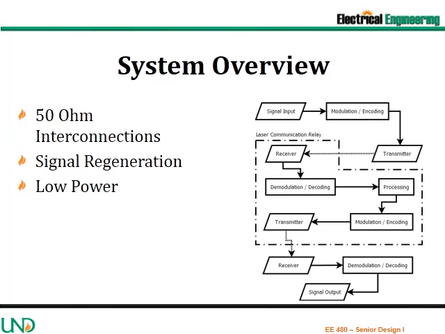50 ohm interconnections are going to be utilized for all signals going to and from the transmitter and receiver in the processing stages. The processing section will utilize signal regeneration for frequency modulation, amplitude shift keying, frequency shift keying, and phase shift keying. An automatic gain control circuit will be required to regenerate amplitude modulated signals.